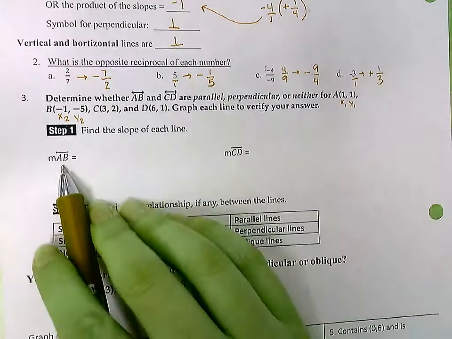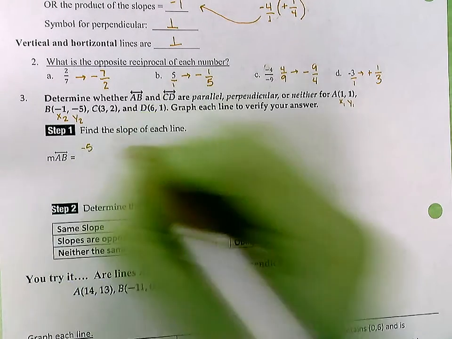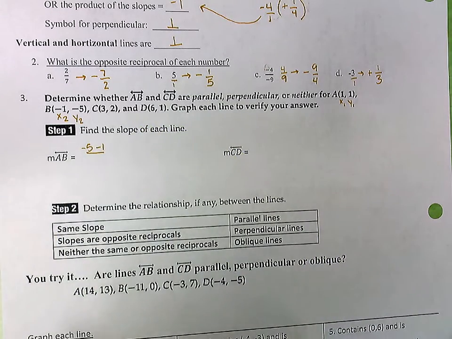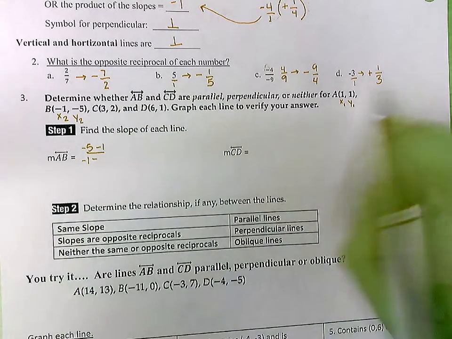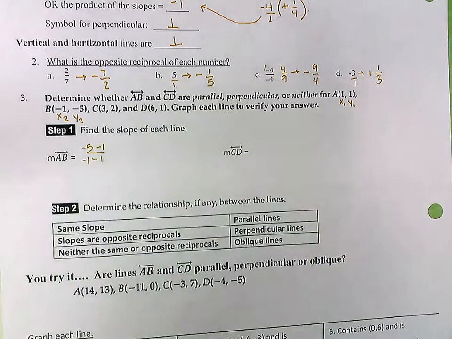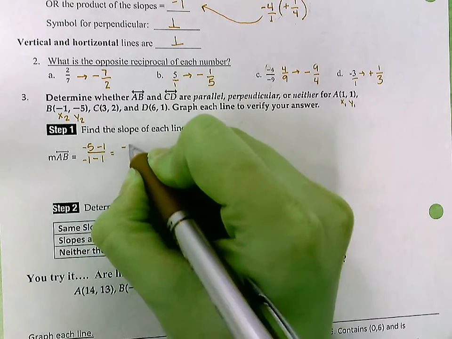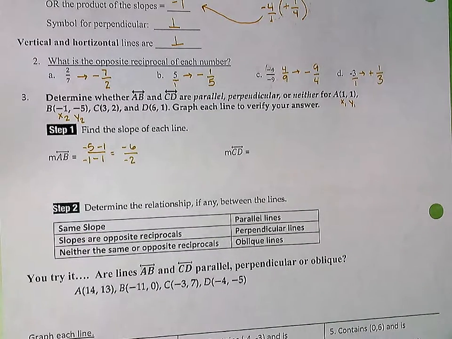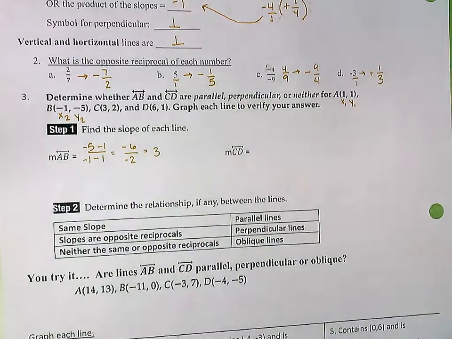Okay, so to find that slope, we're taking y sub 2, so negative 5, minus y sub 1, over x sub 2 is negative 1, minus x sub 1 is 1. So we have negative 6 over negative 2. So this will be equal to positive 3.